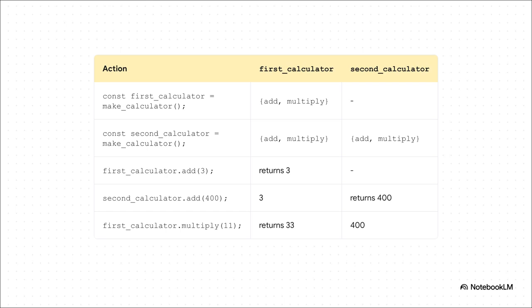Now watch. We add 3 to the first one, and its internal number n becomes 3. But then, when we add 400 to the second calculator, it doesn't mess with the first one at all. Its own n becomes 400. They're totally independent. So how does each one remember its own personal value of n, even though the make_calculator function that created them finished its job ages ago?